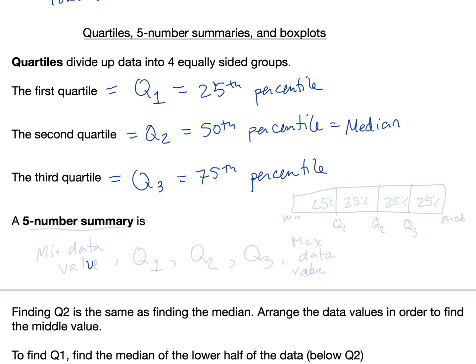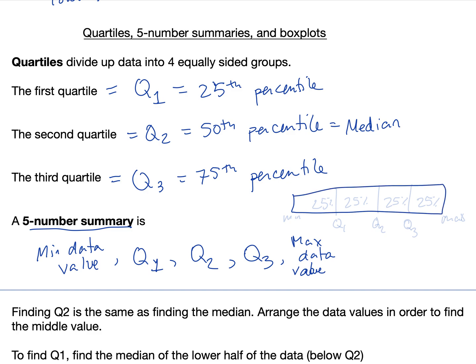And a five number summary is the minimum data value, Q1, Q2 or the median, Q3, and the max data value. So those 5 numbers make up the 5-number summary for a set of data. And it gives you kind of an idea of how the data is spread out relative to itself. And again, it's breaking up that data into 4 equally sized groups.